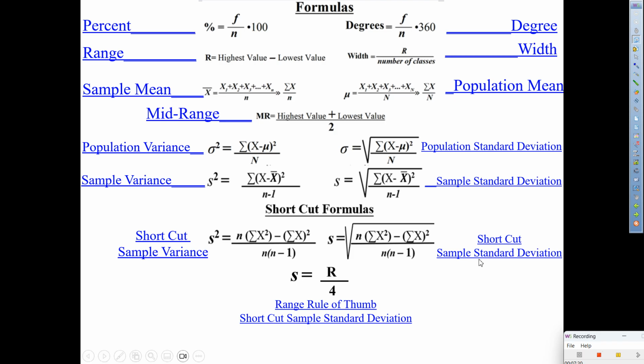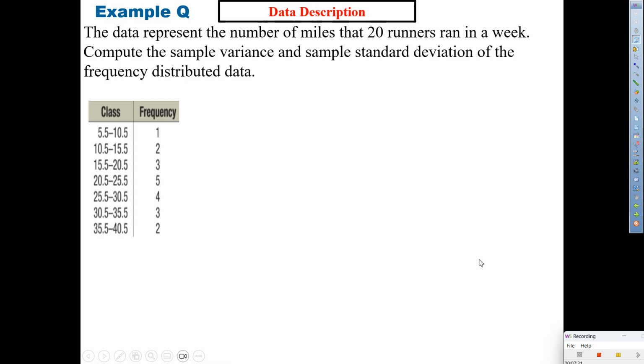Look up to the screen. Example cube, without copying this, just pay attention, put your utensils down, look up to the screen, and it reads: the data represents the number of miles that 20 runners ran in a week. Compute the sample variance and sample standard deviation of the frequency distributed data. Now, this is a little different because we haven't computed the standard deviation or the variance given a group distribution. Today's going to be the first day. However, I already walked you through some steps that we need to get there.